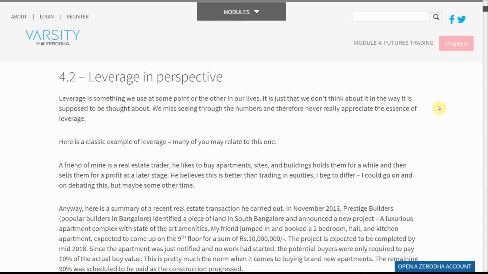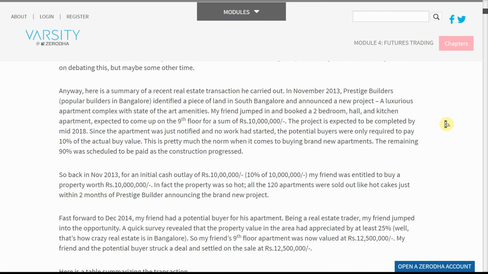A friend of mine is a real estate trader. He likes to buy apartments, sites, and buildings, hold them for a while and then sell them for a profit at a later stage. He believes this is better than trading in equities. I beg to differ. I could go on and on debating this, but maybe some other time. Anyway, here is a summary of a recent real estate transaction he carried out.